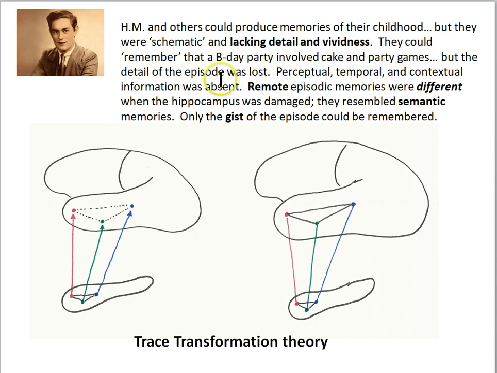Perceptual, temporal, and contextual information was absent. So remote episodic memories were different when the hippocampus was damaged. They resembled semantic memories. In other words, only the gist of the episode could be remembered. So it's the difference between really reliving that birthday party when you were a kid versus just kind of knowing that, well, there was cake and there were party games and some people were there.